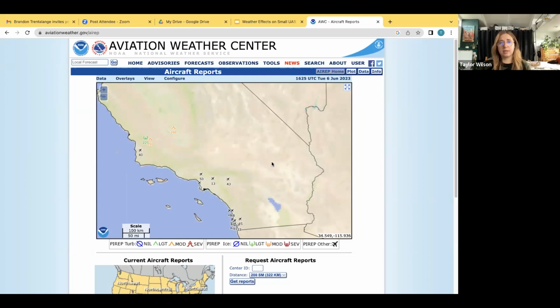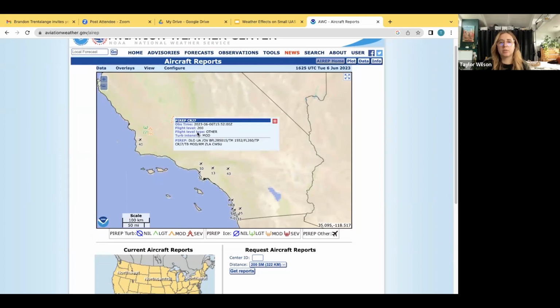This is a great website. Most of these charts have legends. So down here you can see our PIREP legend. If it's like this little green guy, it's light turbulence, moderate, and severe. And then you can click on them. It'll give you all the information about it too. This one's up at 26,000 feet, so that's not going to affect us.